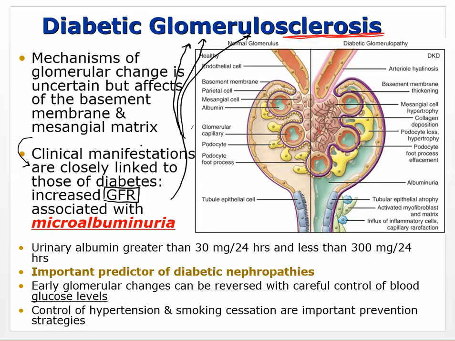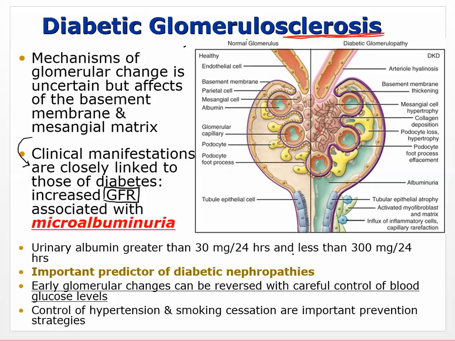A diabetic patient comes in, you see elevated protein in the urine, then you can maybe work backwards, or at least try to figure out if this is what's causing that. Okay, the diabetic glomerular sclerosis. So urinary albumin is greater than 30 milligrams per 24 hours, less than 300 over 24 hours.